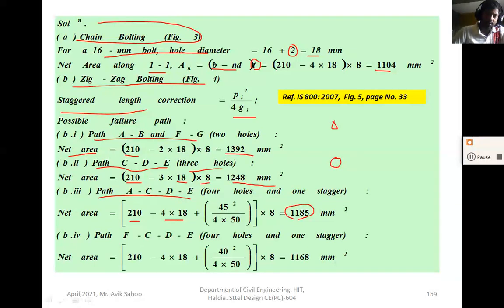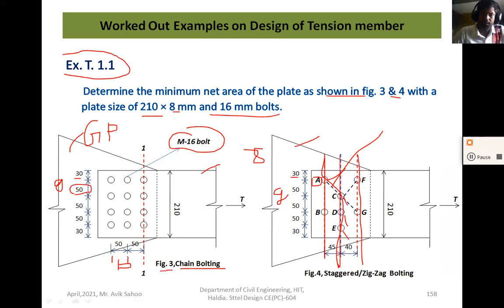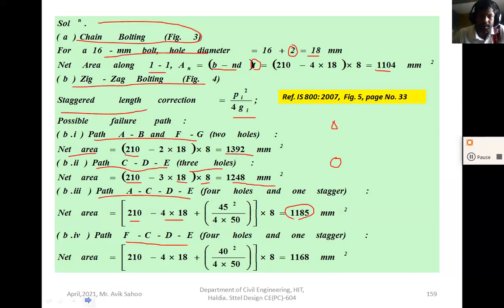Another possible failure path is FCDE, 4 holes and 1 stagger. Along this line the failure, the rupture, may take place. So here how many holes? 4 holes and 1 stagger. So we calculate the net area using the formula.